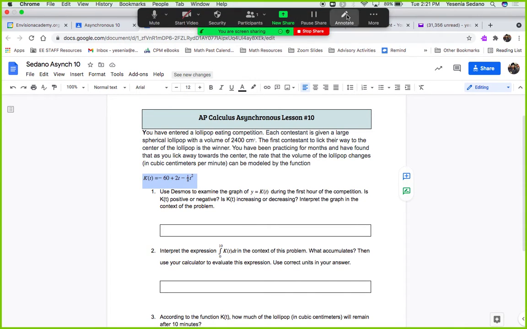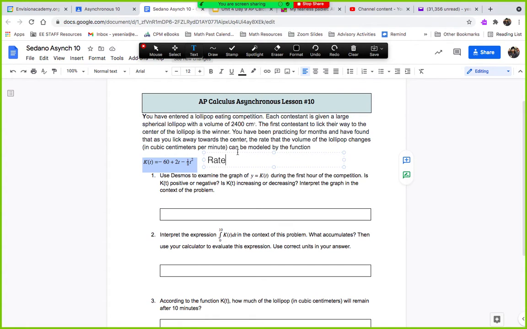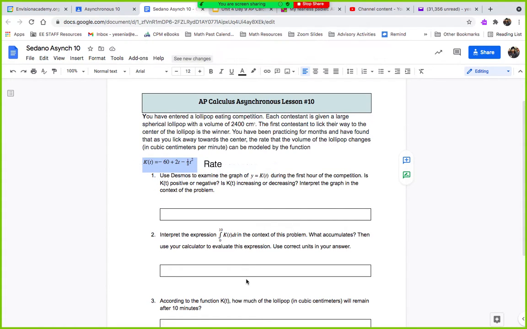So this right here is a rate function. And rates are important because we know that the area under a rate graph gives me accumulation. But we want to know what specifically are we accumulating when we're talking about this problem.